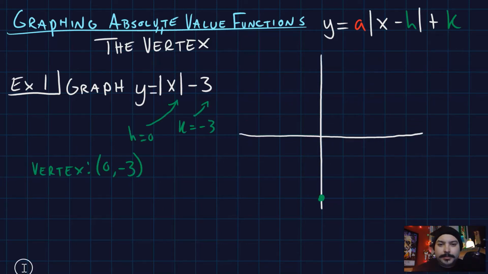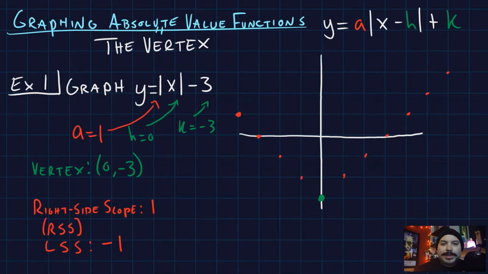Let's start with the vertex. Comparing our equation to our vertex form, we can see that there's no number inside the absolute value with the x. So that tells us that h is equal to 0. And outside the absolute value, we have minus 3, so k is equal to negative 3. Our vertex is going to be the coordinate 0, negative 3, because it's always h, then k. So here we graph 0, negative 3.